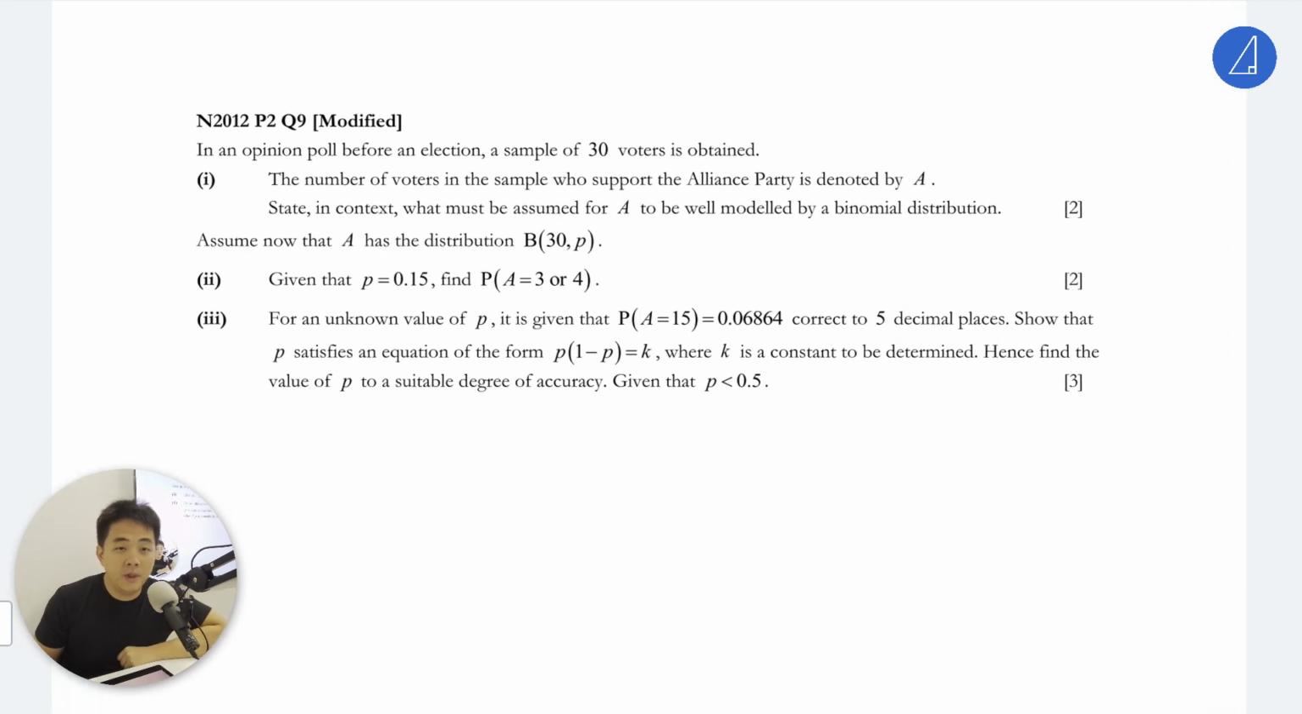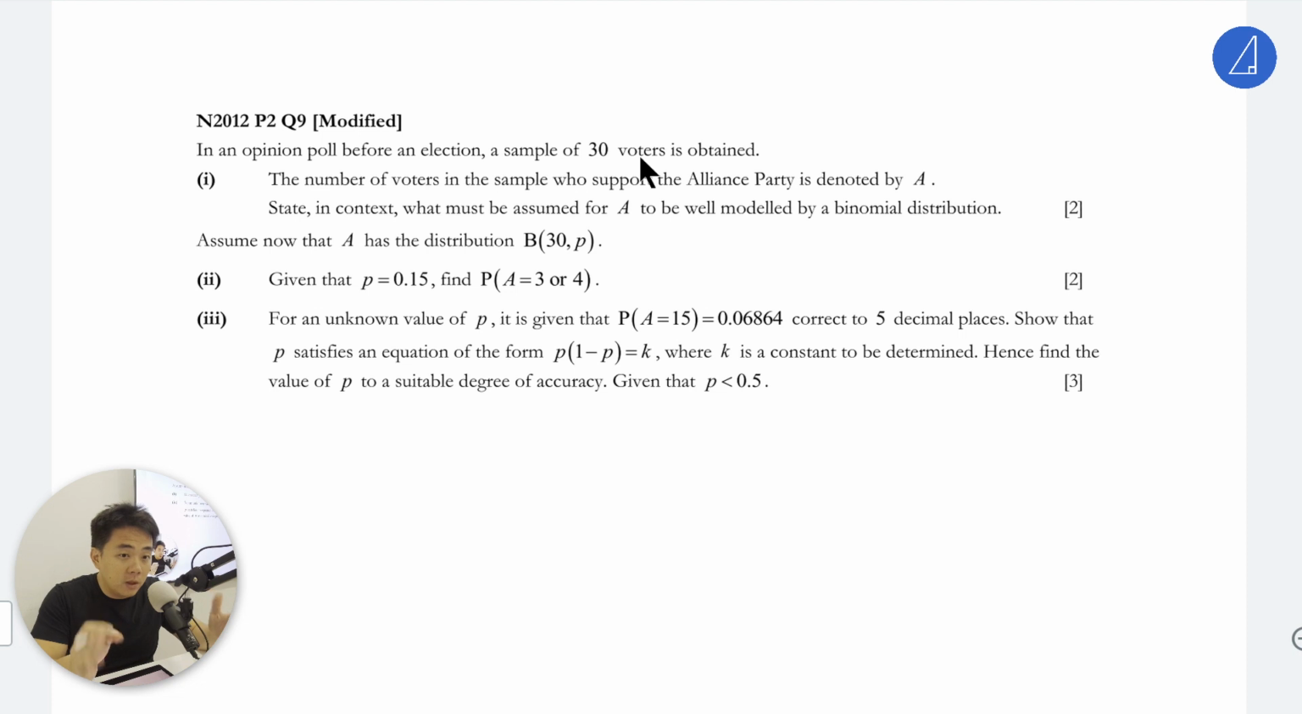First one, in an opinion poll right before an election, a sample of 30 voters is obtained. The number of the voters in the sample who support Alliance Party is denoted by A. So in context, what must be assumed of A to be well modeled by binomial distribution? I think this is a very common kind of real life scenario.